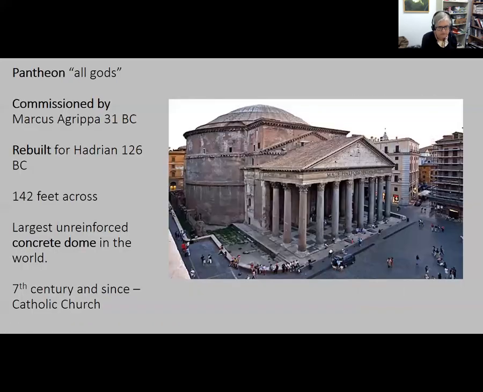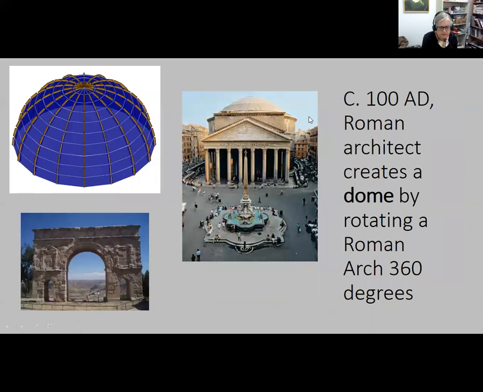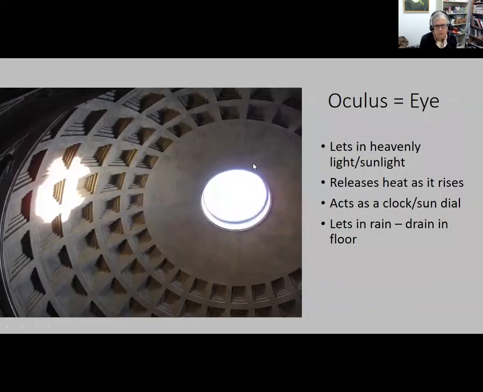The Pantheon, if we look here, we see this dome and we see this hole in it. The hole is called an oculus. The hole is there for structural purposes, which we'll learn about in a minute, but it also let in the heavenly light, let in sunlight, and kind of acts like a clock, a sundial, as the sun moves around the sky. It released heat, since heat rises and went up through the hole, so the building stayed cool. And it let in rain, which doesn't sound like such a great thing, but there was a drain right below this on the floor.